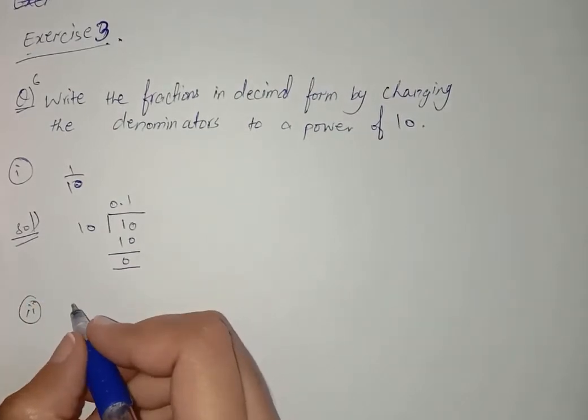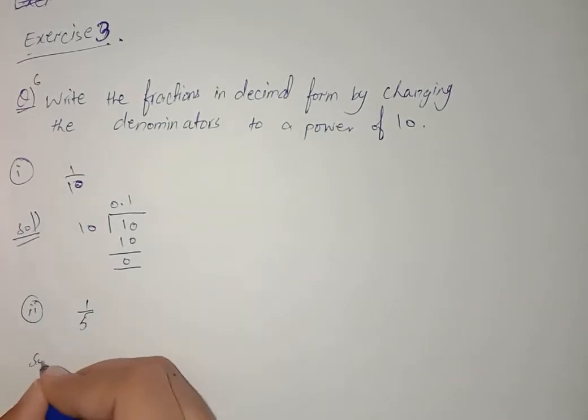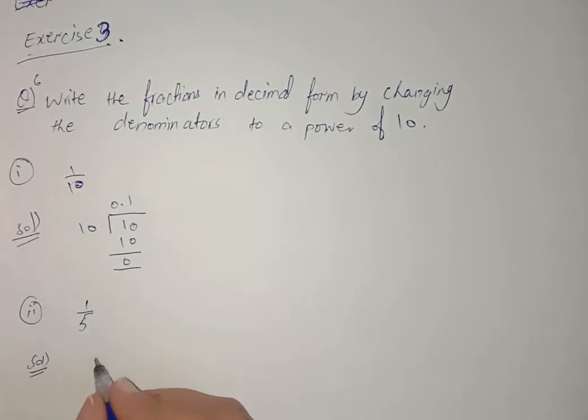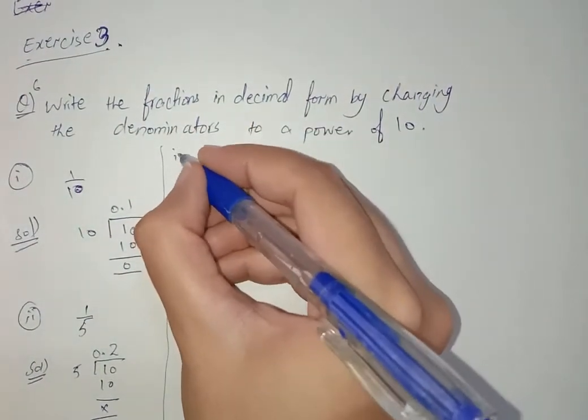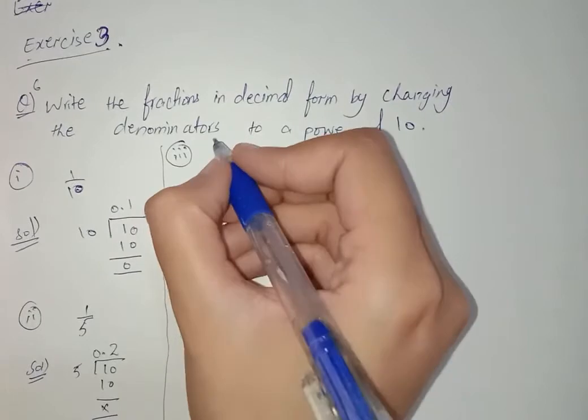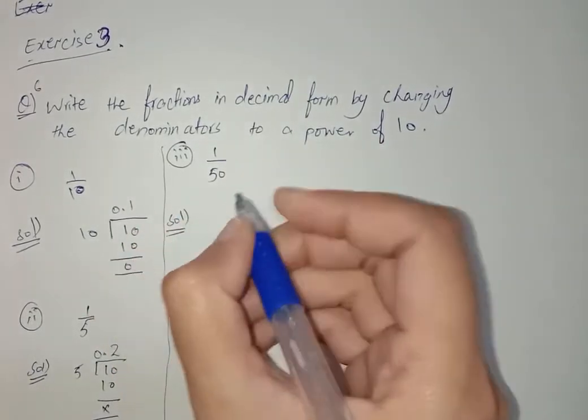which is 1 by 5. Solve 1 and 5. 0 point, we can place a 10. 5 2s are 10. This is it. Now move towards its part number 3, which is 1 by 50. We have to solve it.